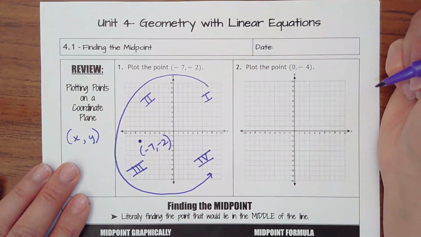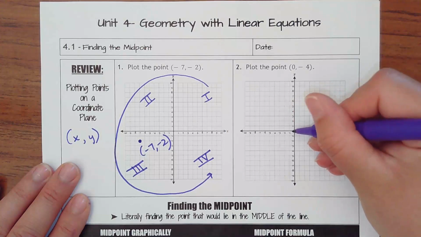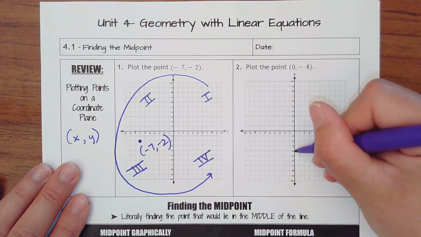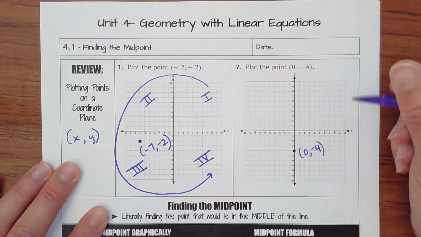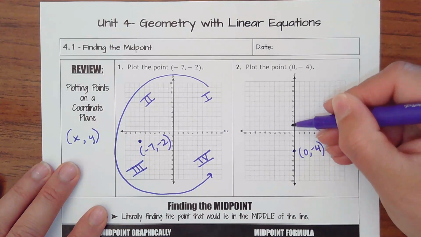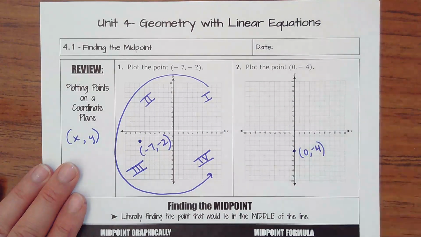All right, number 2, plot the point 0, -4. If one of the numbers is 0, that means it's on one of the axes. If the x value is 0, that means it does not go right or left anything. It just goes up or down, in this case down to -4. So having an x value of 0 puts it actually on the y-axis. Having a y value of 0 would mean it doesn't go up or down, so it'd stay on the x-axis.